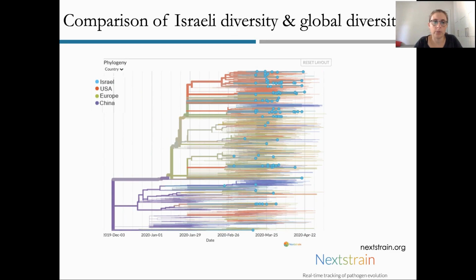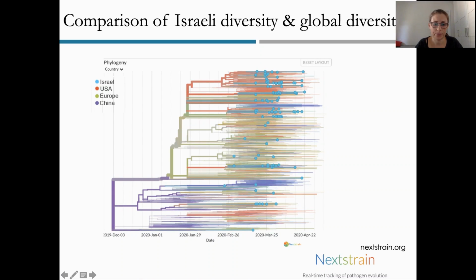Now I want to go on to the next part of our research. What we did here is we compared Israeli diversity and global diversity. You see here a tree representing different samples across the world. Purple is China, green is Europe, and red is the United States. The blue dots are Israel. And I think what you can see pretty clearly here is that most of the blue dots in Israel are clustered inside the United States clades.